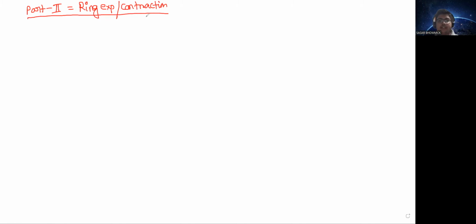Okay. So where ring expansion will occur, where not. Here the concept is again the same. If the rearranged product, that means after ring expansion or after ring contraction, if the product is more stable than the starting material, the starting carbocation, then only the expansion and contraction will occur. Otherwise not. For example, suppose, sorry. So here, okay.